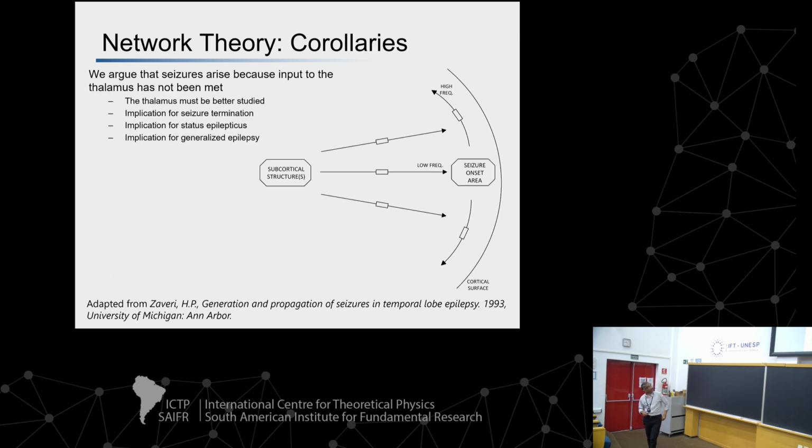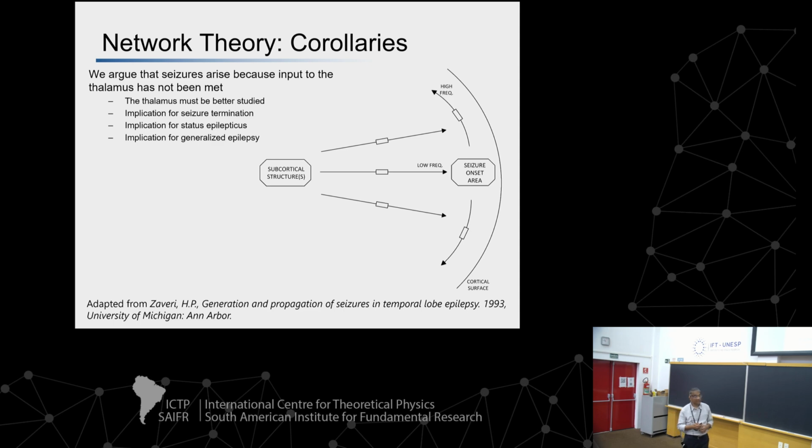So we argue that seizures arise because input to the thalamus has not been met. The thalamus is a node that needs to be better studied. It has implications for seizure termination: when a seizure represents high amounts of activity, some of this represents feedback to the thalamus. It satisfies the need for the thalamus to know that the cortex is connected to it, and that then could be a termination signal. There's implication for status epilepticus, that this feedback from cortex to thalamus is not being met in the status example, for example, the one that Klaus presented yesterday.